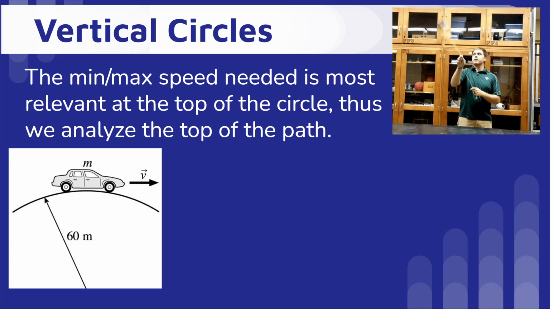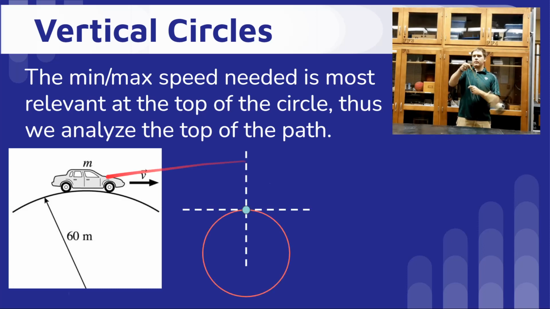Okay, so let's get back to our circles for a minute. The minimum or maximum speed needed is most relevant at the top of a circle, at least in these examples. Thus, we analyze the top of the path. I have two different examples here where I have an object at the top of a circular path. I have my car right here, okay, and we're going to diagram the forces acting on the car.